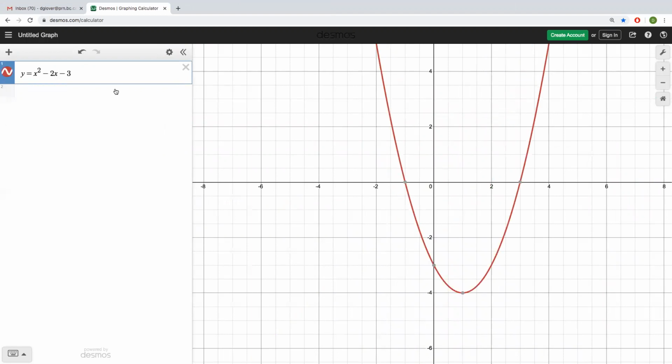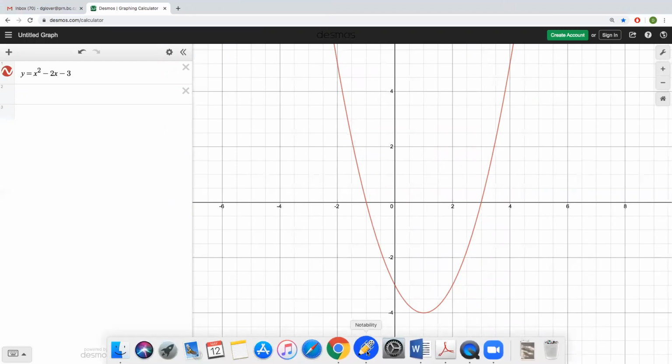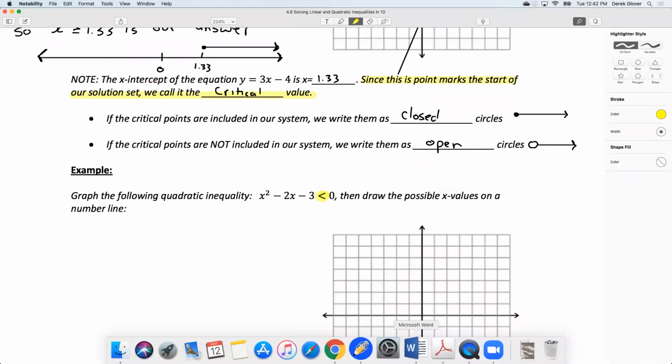We get a function that looks like this. All right, so we've got two portions of the graph, if you will. We've got the portion below 0. We've got the portion above 0. And the question that we're trying to answer is asking us for less than 0, exclusively less than 0.